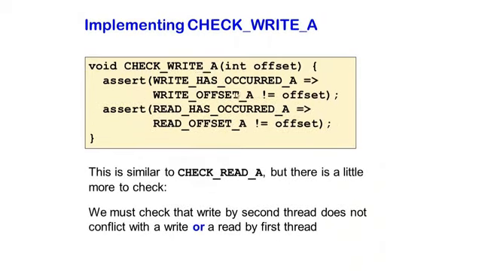Check write is similar but slightly more complicated because if thread 2 is writing to offset, then it could potentially race with a former write by thread 1 or a read by thread 1. So we have to assert that if thread 1 logged a write, then the written offset is different from the offset being written to by thread 2. And we also have to check that if thread 1 logged a read, then the offset read by thread 1 is different from the offset now being written to by thread 2. So this is similar to check read, except there's a little more to check. We have to check for both reads and writes by the first thread.